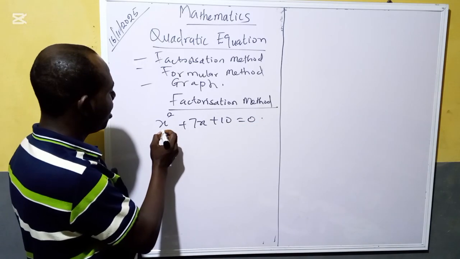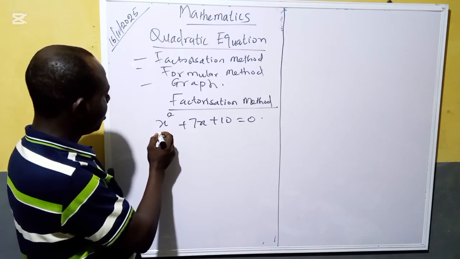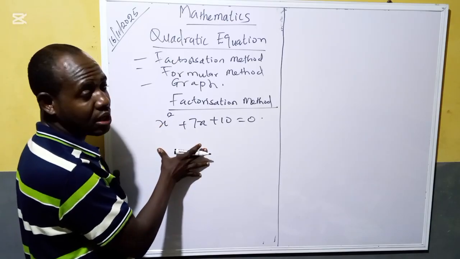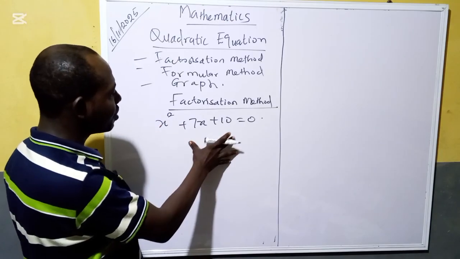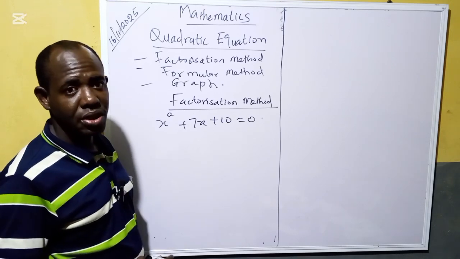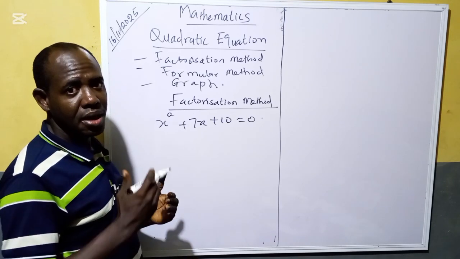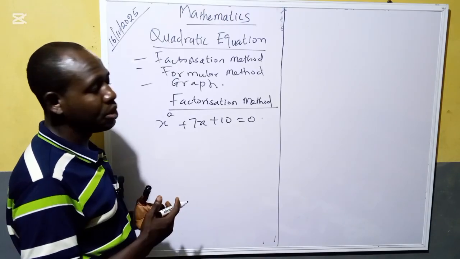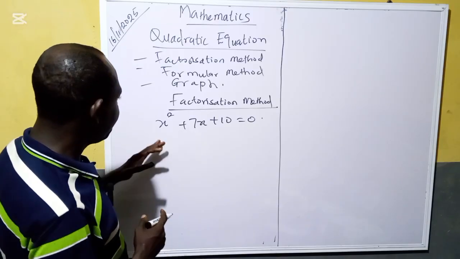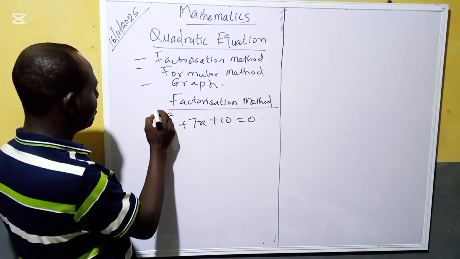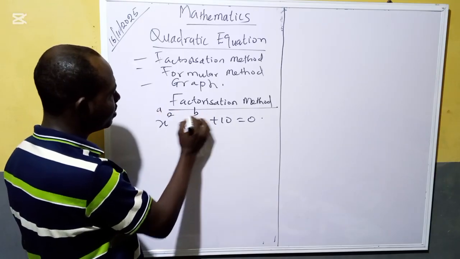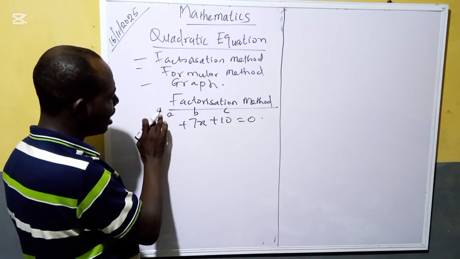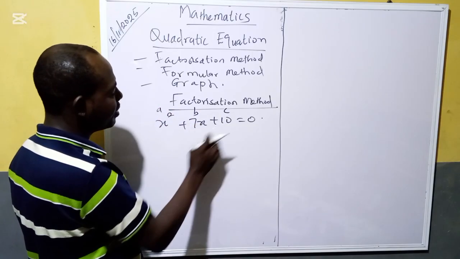Whenever you see one of the variables raised to power 2, then you should know that you are dealing with a quadratic equation. Now if you have a question like this, how will you solve it? Just follow a step-by-step method that I'm going to apply here, the principle, and then you will get it. Now if you are going to solve this, this is A, this is B, this is C. That is, the coefficient here is A, this is B, this is C.